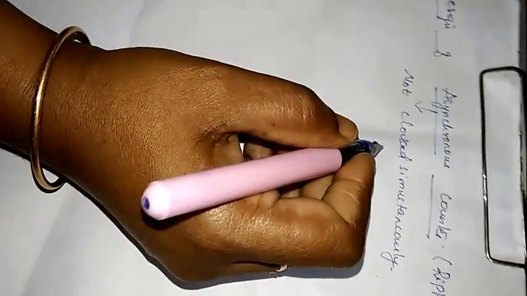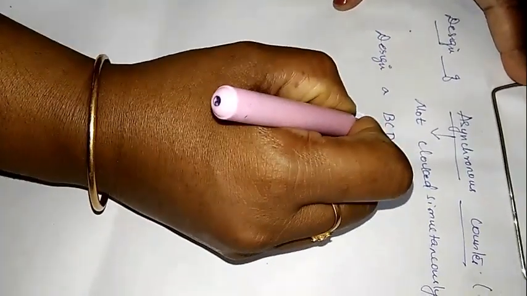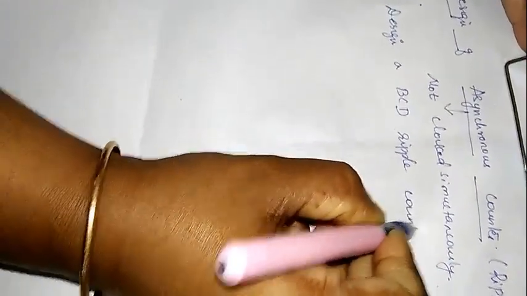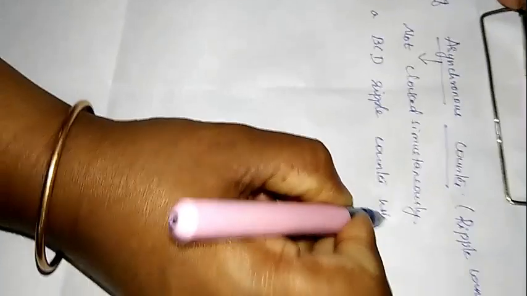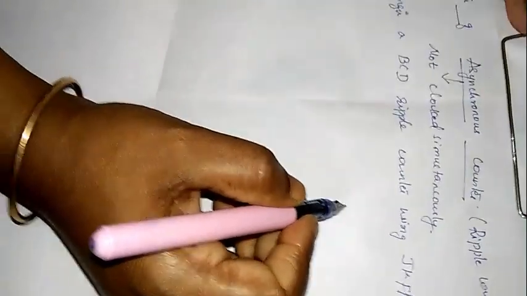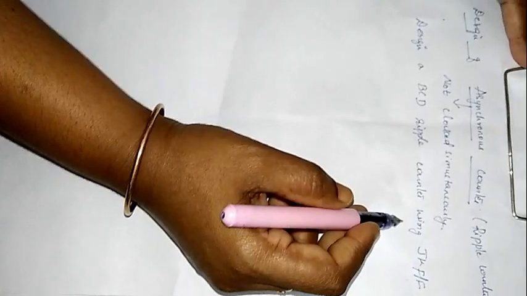Let me design this asynchronous counter with the help of an example. The problem is: design a BCD ripple counter using JK flip-flop. Students, as I told you, once they ask us to design any circuit with the help of a given flip-flop, we are supposed to use the same.